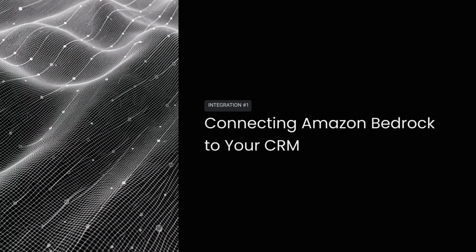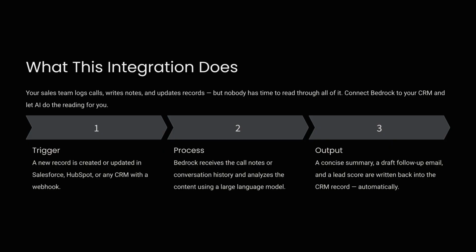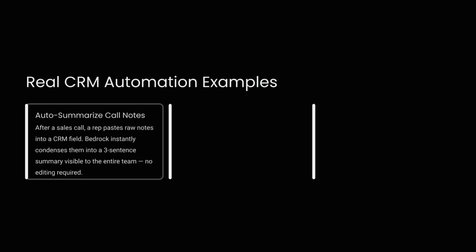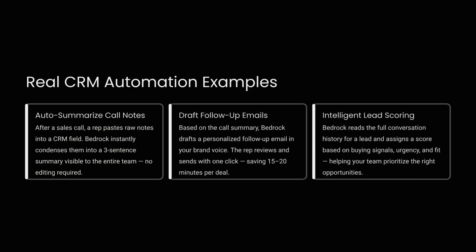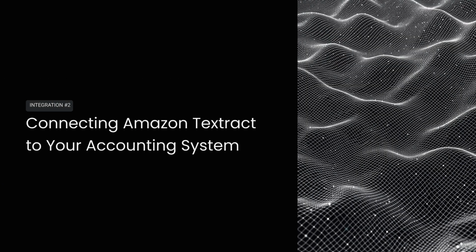Our first integration example is connecting Amazon Bedrock to your CRM. This integration lets AI do the reading of call notes and record updates for you. When a new record is created in your CRM, Bedrock analyzes the content using a large language model. It outputs a summary, a draft email, and a lead score back into the CRM record automatically. Real CRM automation examples include auto-summarizing call notes into a 3-sentence summary, drafting personalized follow-up emails, and intelligent lead scoring based on buying signals and urgency, helping prioritize opportunities.